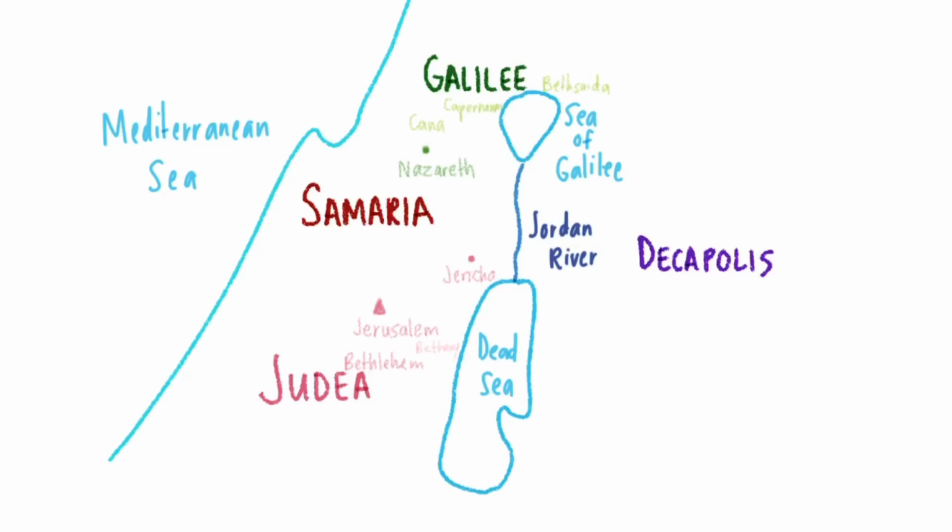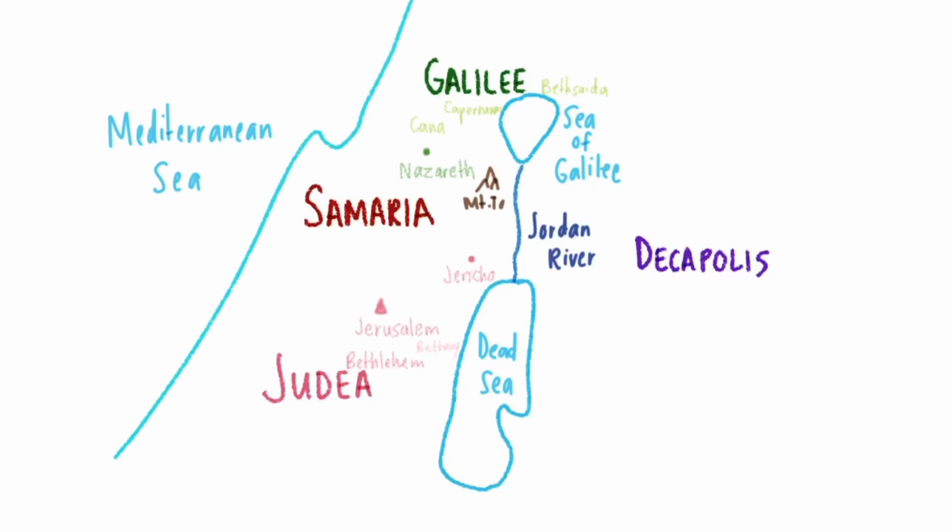And finally, these three places where Jesus demonstrated his humanity and divinity: Mount Tabor, which was where the Transfiguration happened, the Mount of Olives, where Jesus prayed the night before he was crucified, and the wilderness of Judea, where Jesus spent 40 days before beginning his public ministry.